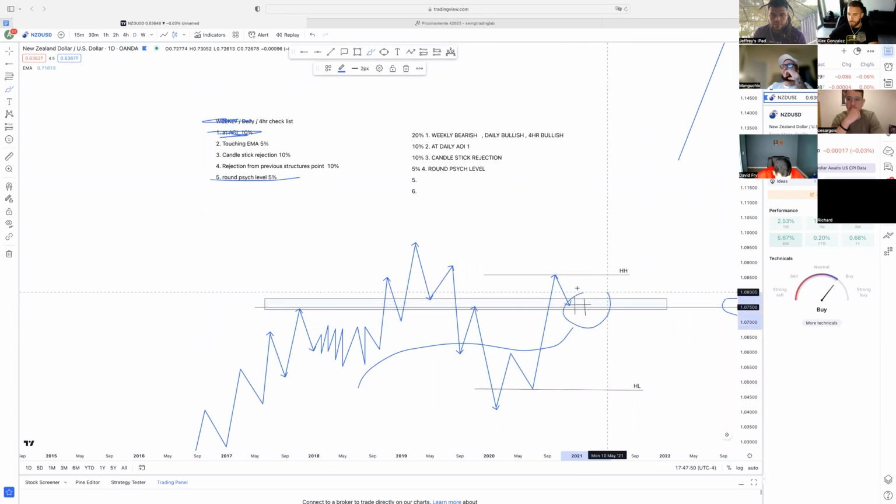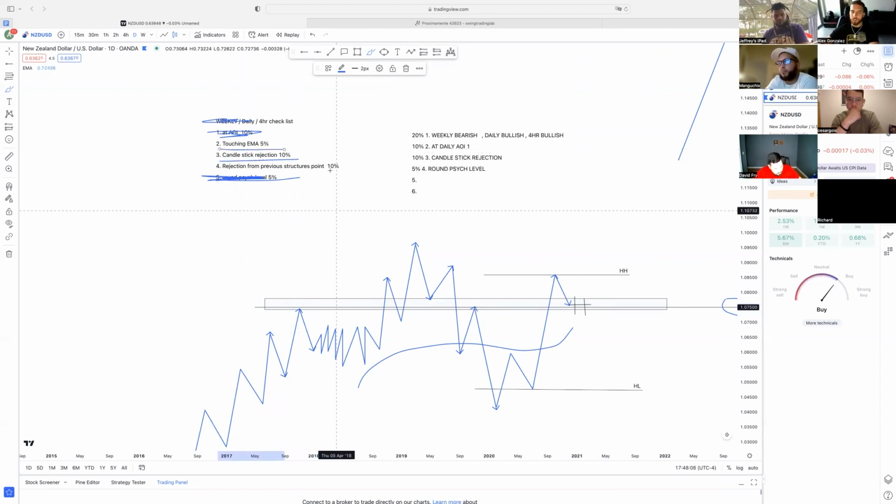We're just zooming in on this. So that doesn't make a difference, so this isn't valid for it. So all we can have, and then we're obviously not rejecting, I mean, no, we could be rejecting from the previous structure, which we'll get into tomorrow. We can have a candlestick rejection, and then we can have it touching the EMA.